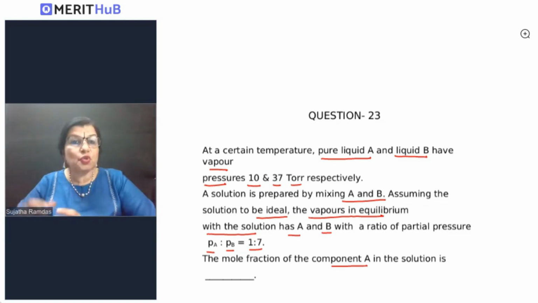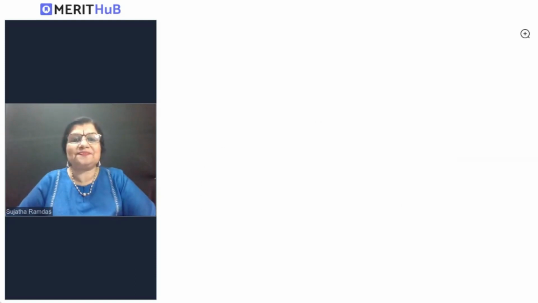Now, if you mix the two liquids A and B to create an ideal solution, you will have the vapor phase and the solution phase, correct? You've been provided with the ratio of the vapor pressures or the partial pressure of component A and component B as 1:7. So you need to calculate the mole fraction of component A in the solution. Okay, so that is how we understand this question. Now let's solve this question.